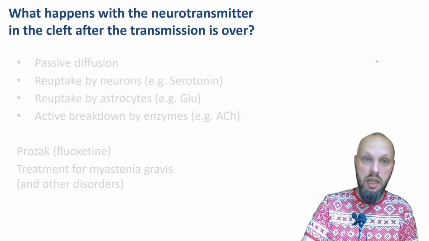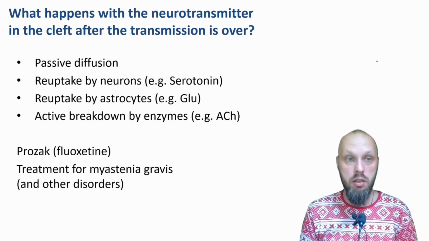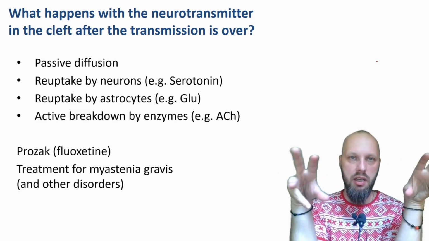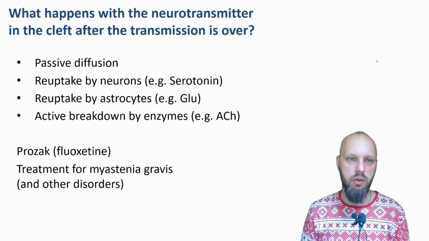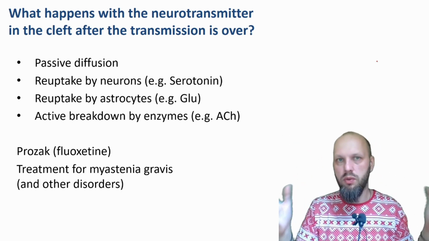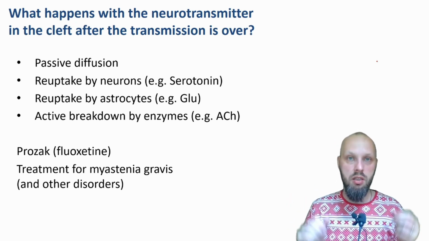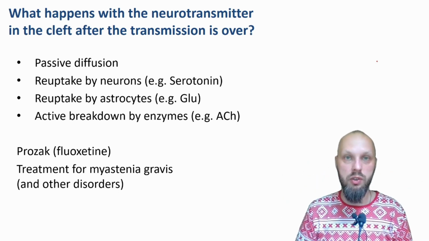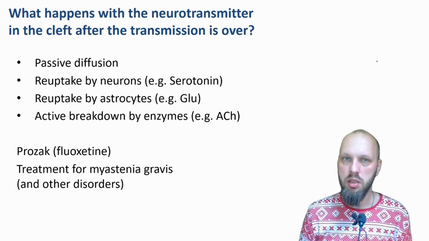All right, what can happen? Basically, I think we can come up with four different answers. Passive diffusion. You just have a cleft that's slightly open on the sides and everything just seeps out. If you wait long enough, it will just diffuse out because chaos wins over order. And so the concentration will drop just because it will get dissolved in all the fluid that surrounds the cells. And that's an option for some synapses, definitely.